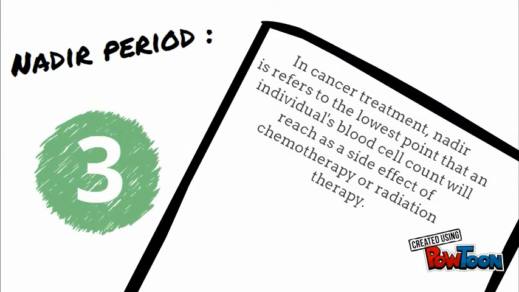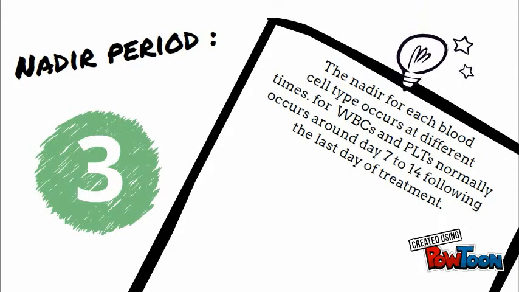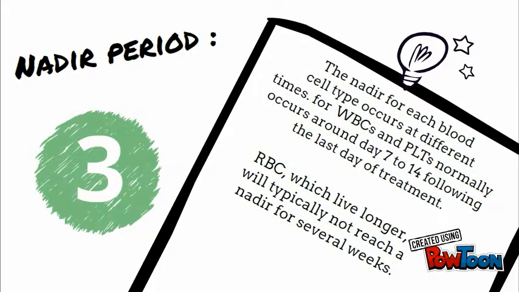The nadir period. In cancer treatment, nadir refers to the lowest point that an individual blood cell count will reach as a side effect of chemotherapy or radiation therapy. The nadir for each blood cell type occurs at different times, and for white BCs and platelets normally occurs around day 7 to 14 following the last day of treatment. RBCs, which live longer, will typically not reach a nadir for several weeks.